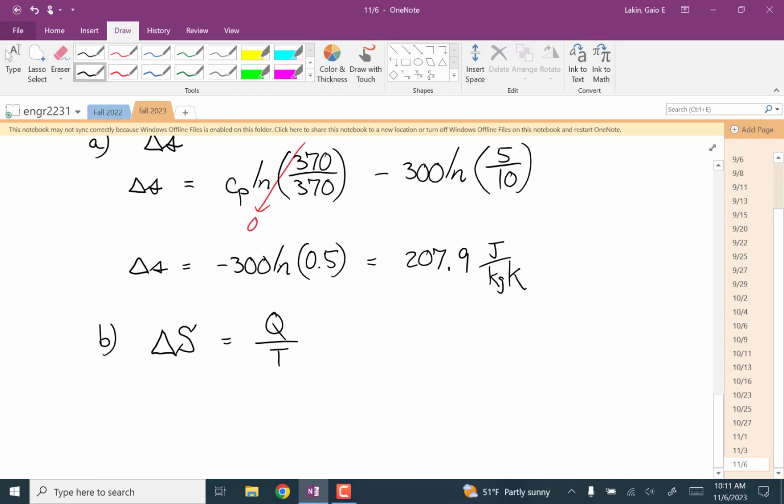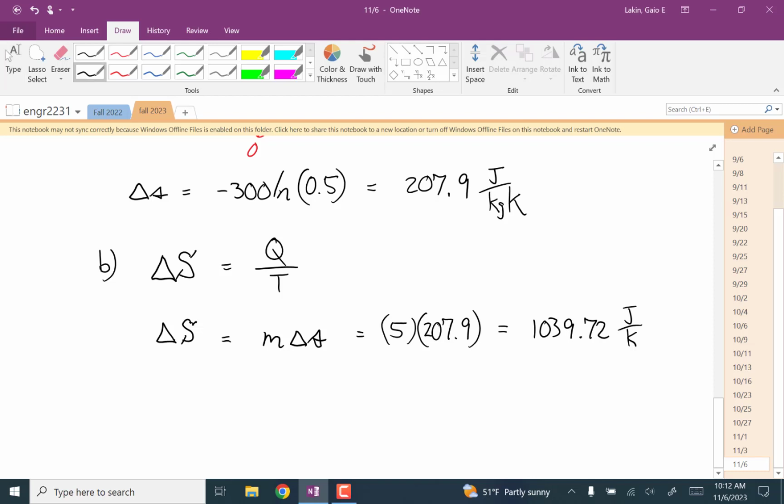What we figured out here was the specific entropy, 207.9. Well, let me write it like this. The change in extensive entropy is equal to the mass of 5 kilograms times the change in the specific entropy, so that's 5 times 207.9. So that is 1039.72 joules per Kelvin.